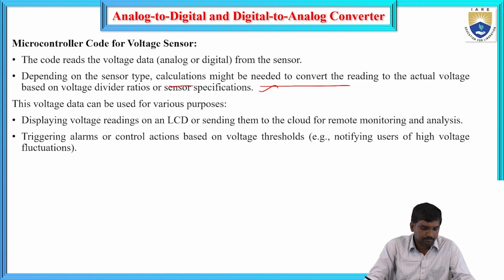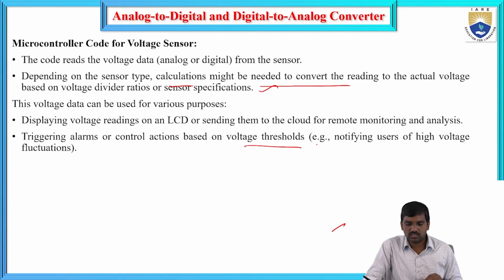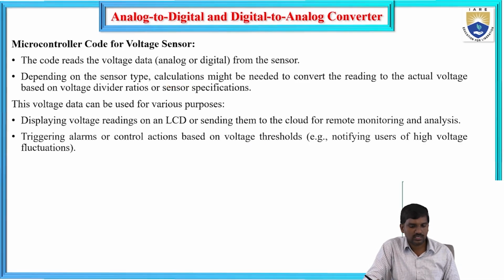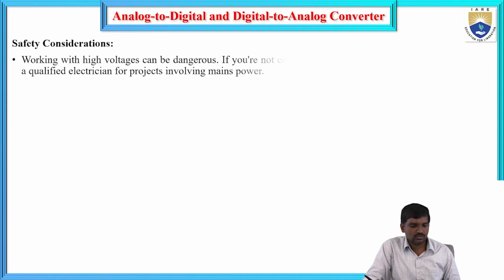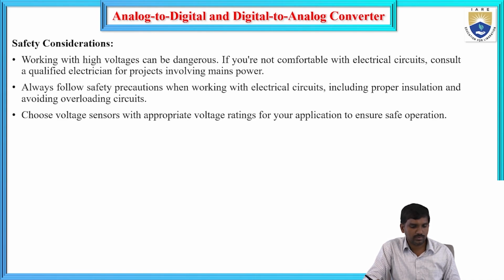The voltage data can be used for various purposes: displaying voltage readings on the LCD, sending them to the cloud for remote monitoring and analysis, and triggering alarms or control actions based on voltage thresholds. For example, notifying users of high voltage fluctuations also.